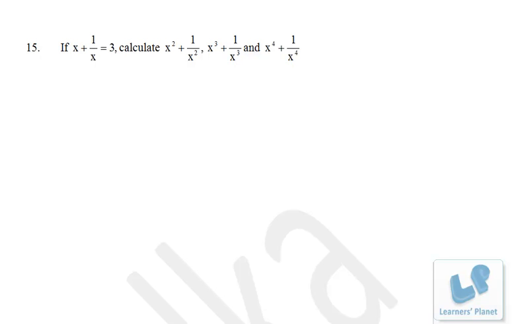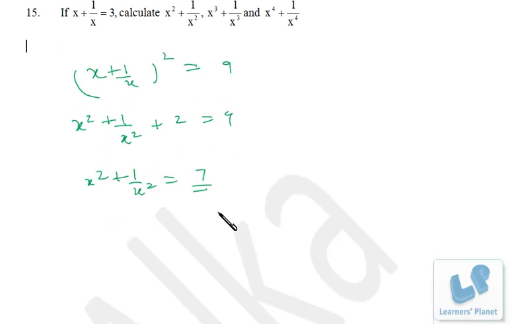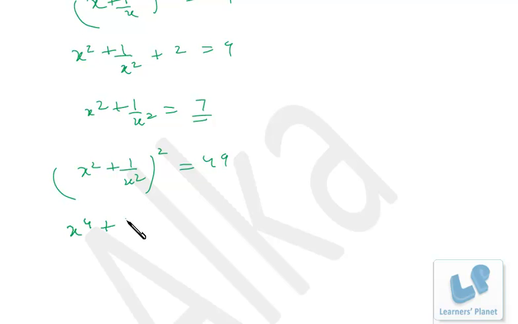Now friends, we have done a good number of problems. I will explain one more problem that we have already discussed. If x plus 1 upon x is 3, then we have to calculate these given expressions, right? So (x + 1/x) whole square is equal to 9. So x square plus 1 upon x square plus 2 is equal to 9. So x square plus 1 upon x square will be 7, right? Now if you square this, (x square + 1/x square) whole square will be 49. Then x4 plus 1 upon x4 plus 2 is equal to 49.